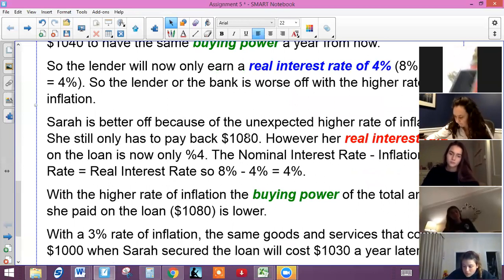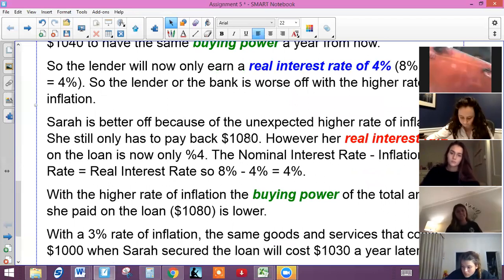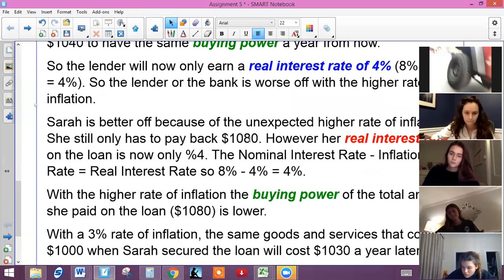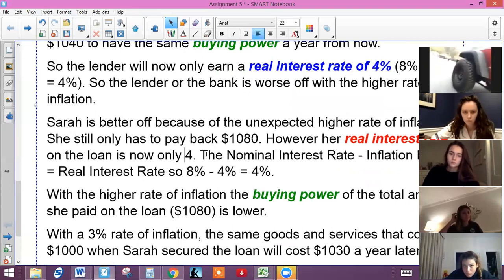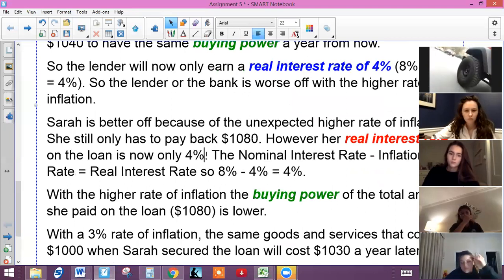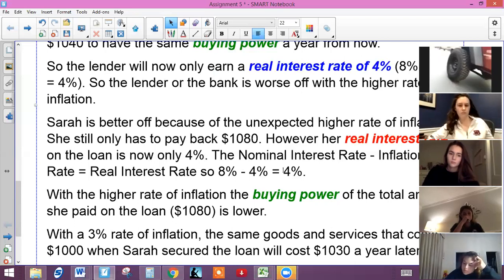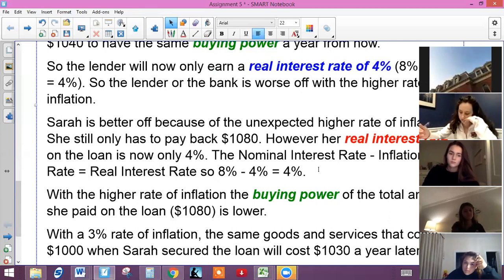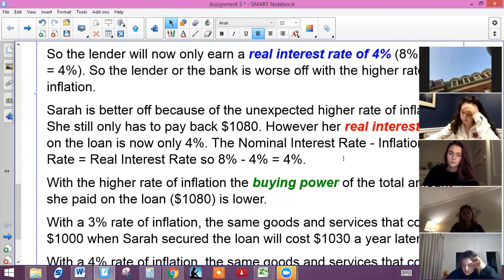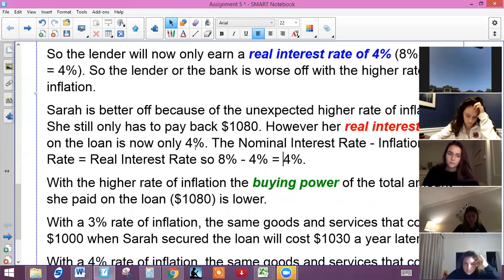Her payback amount is still only $1,080, right? And why is that backwards? I do not know. That should be 4%. So when we look at that, we can see that the real interest rate on her loan now is only 4% instead of 5%. So she's really only paying a real interest rate of 4% because of the higher inflation.